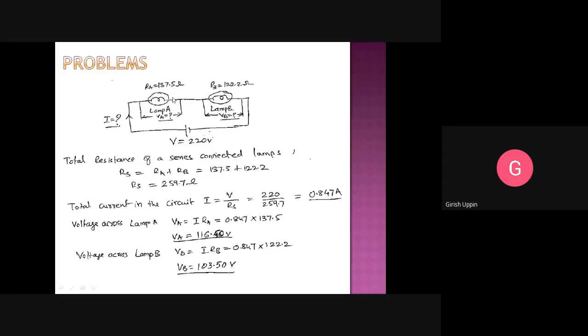Now what we have to find is the voltage across lamp A and the voltage across lamp B, that is VA and VB. You can follow any convention; you need not use A and B, you can have anything you want. Just make sure that whatever convention you are using, you do the calculation according to that notation.